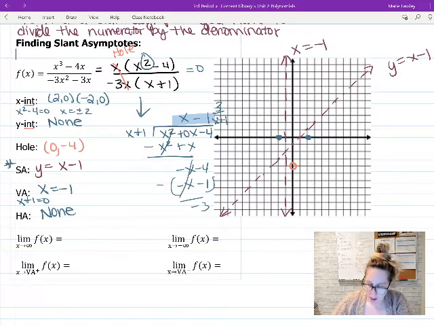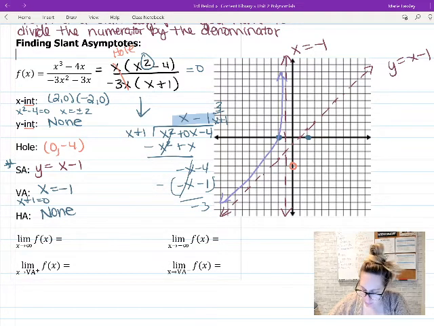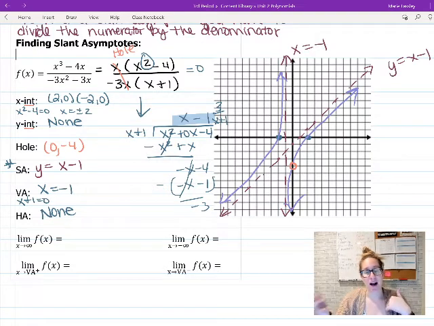So on the left-hand side, remember, it's going to go towards that slant asymptote and towards that vertical asymptote. So it's going to look like this. And then the other piece, it's going to go up towards my hole and then through my x-intercept, just like that. All right, so there's my rational function. It's kind of different because we have the slant asymptote versus just the horizontal one, but this is what they would look like. All right, so now I can go ahead and do my limits.